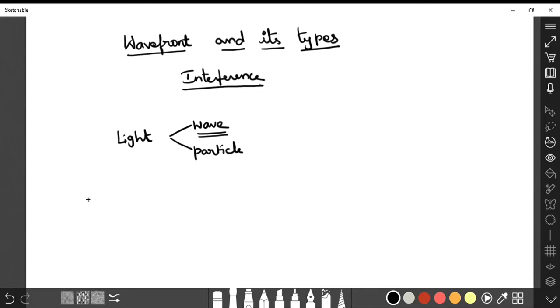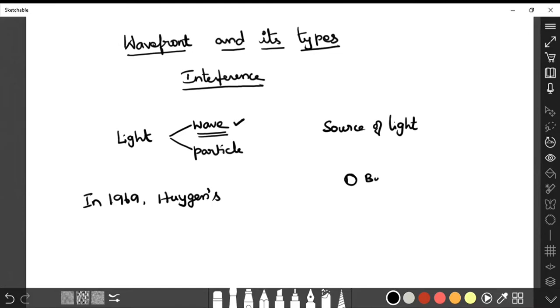In 1969, Huygens proposed the wave nature of light. So what he explained, on what basis he explained the wave nature of the light. If you consider any source of light, for example, this is one bulb. The light will come out of this bulb in all the directions.